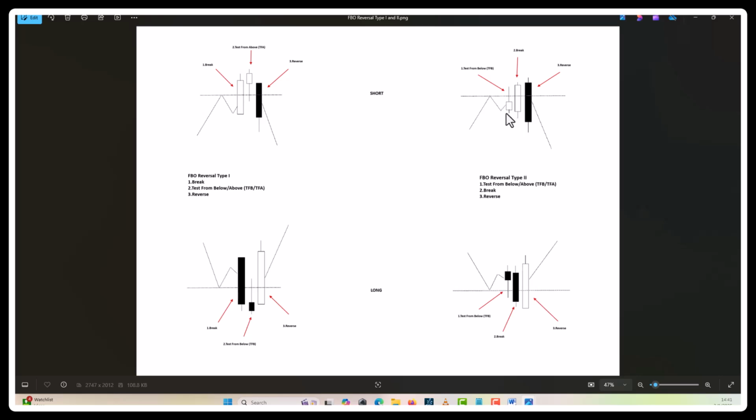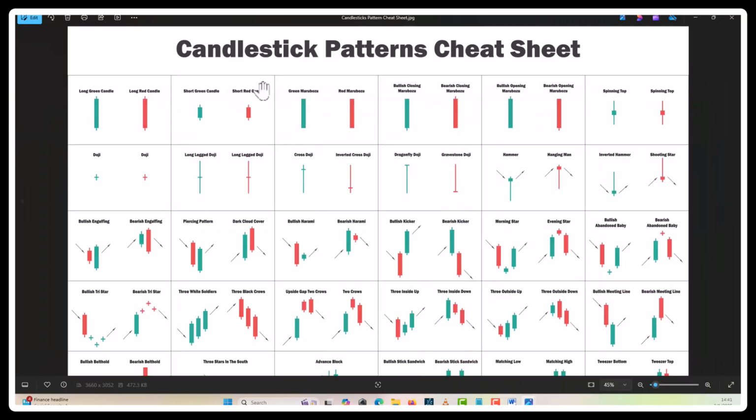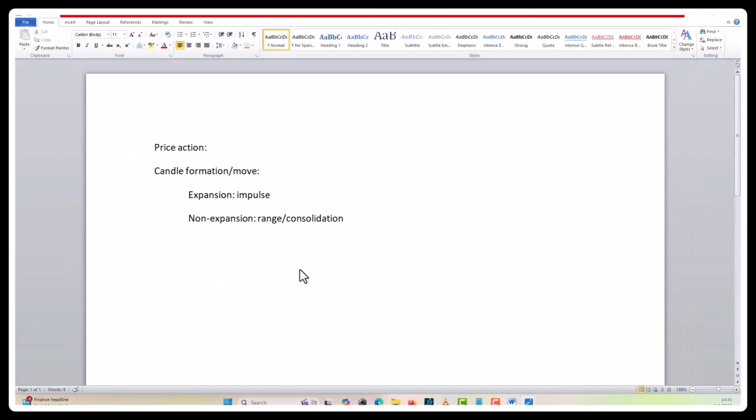For the type 2, you test first, you break, and then you reverse. Test first, reverse right there. And the test can be one time or sometimes it tests two or three times. If it tests more, then the expansion move, the break move, is going to be huge. So just bear that in mind. So we go back to here. We can see that is the non-expansion move.